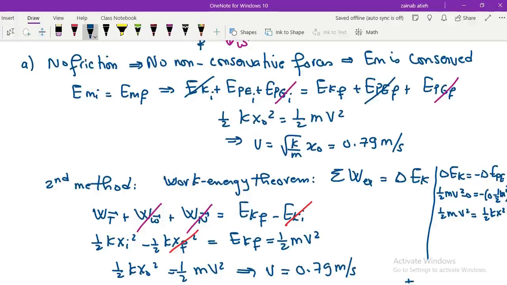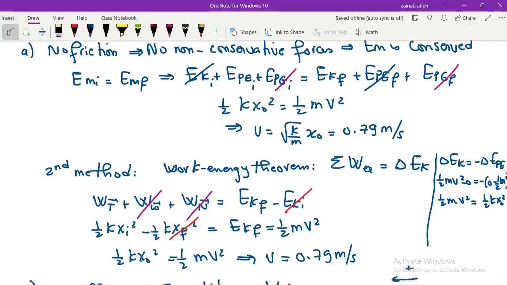Remember delta EK is EK final minus EK initial, and delta EPE is EPE final minus EPE initial. Final minus initial, for sure this is 0. Okay, this is the answer. Whichever way you solved it, it will give me the same answer, but you can use any one you like, any one you feel is close to you.